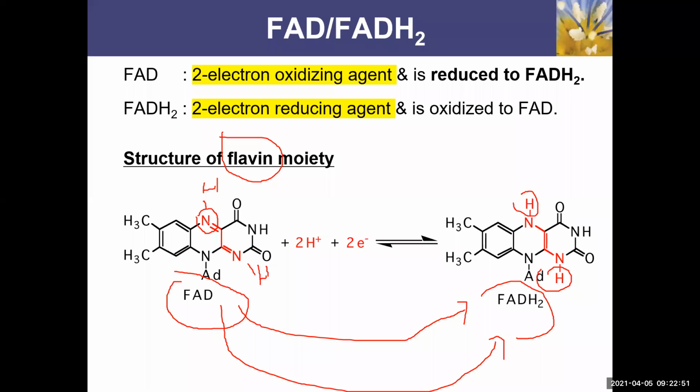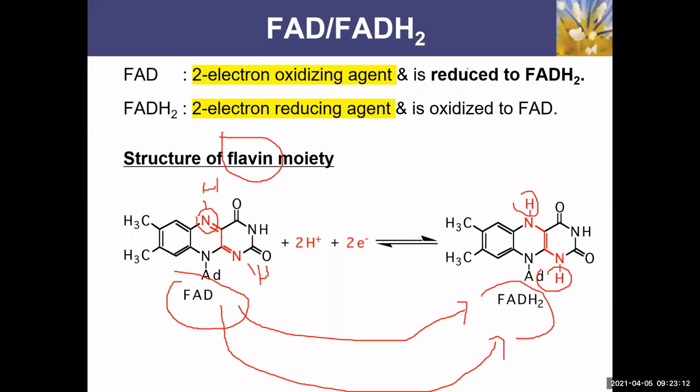Okay, and as we move towards the upcoming cycles, you will see how this FADH2 will be used to generate ATP, which we will learn in today's lecture as well. So that was about the FAD.